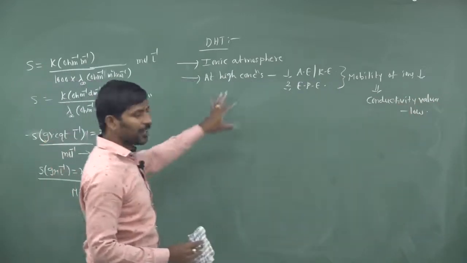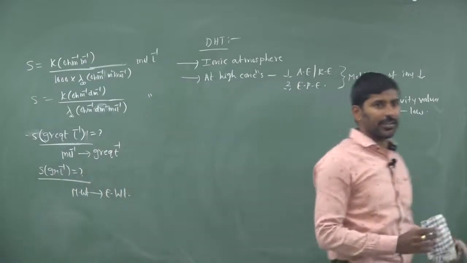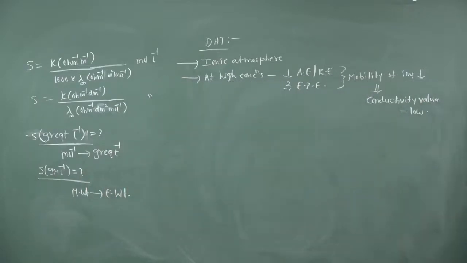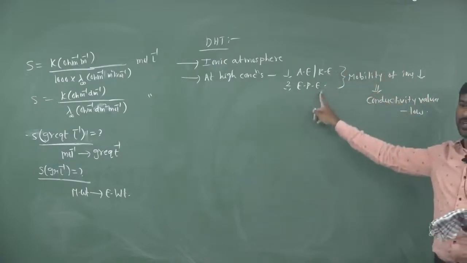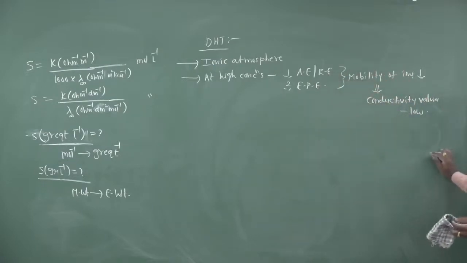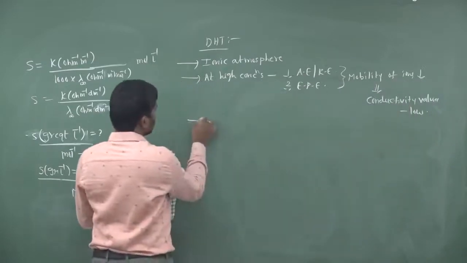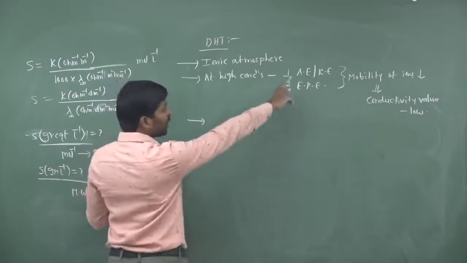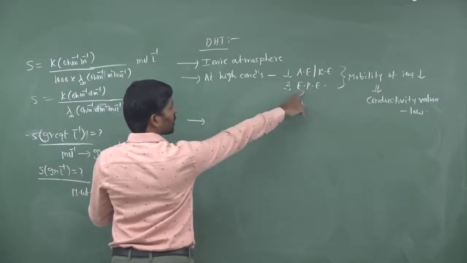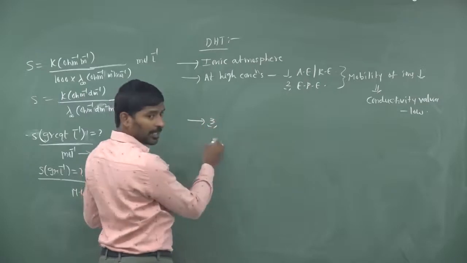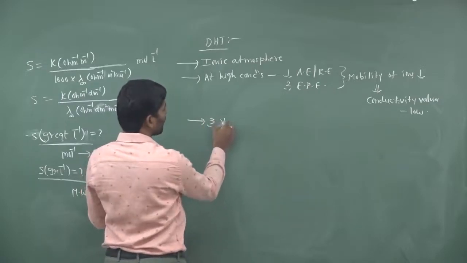These two effects are called what? Interionic effects, or interionic interactions. Because of interionic attractions, these two effects are observed. Ionic atmosphere means what? A positive ion is surrounded by negative ions, and a negative ion is surrounded by positive ions. So by taking into consideration the asymmetric effect and the electrophoretic effect, and a third effect considered by Debye-Hückel theory. What is that?